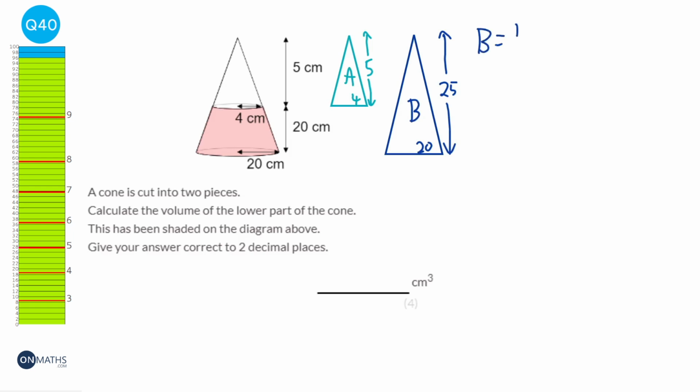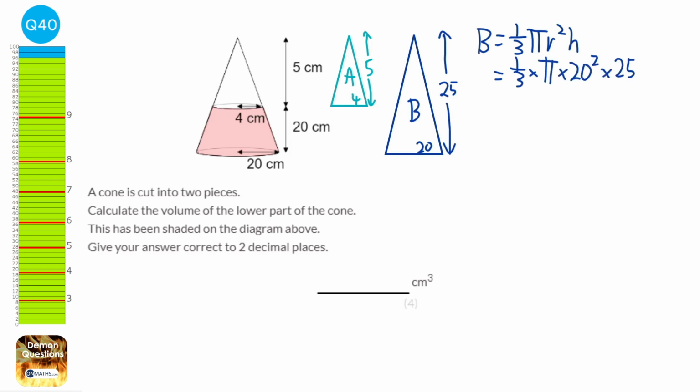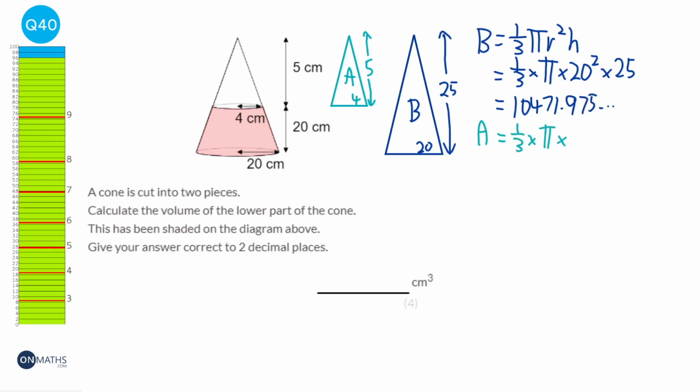And the formula for the volume of a cone is 1/3 pi r squared h, with h being the perpendicular height. So it's 1/3 times pi times 20 squared times 25, which is going to be 10,471.975... We're going to work out the volume for A, and this time it will be 1/3 times pi times the radius now is 4, and the height is 5.